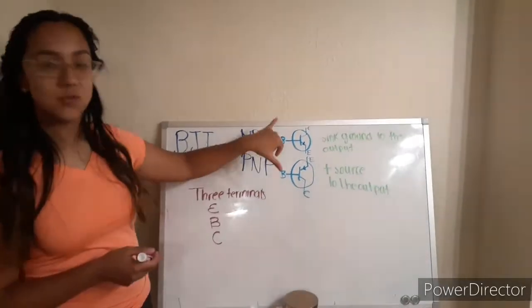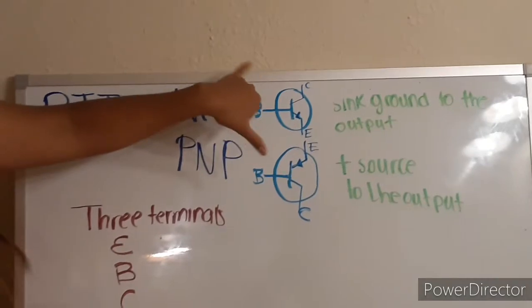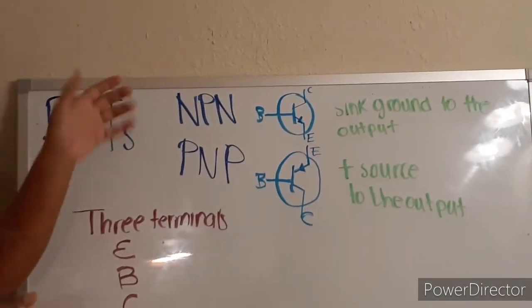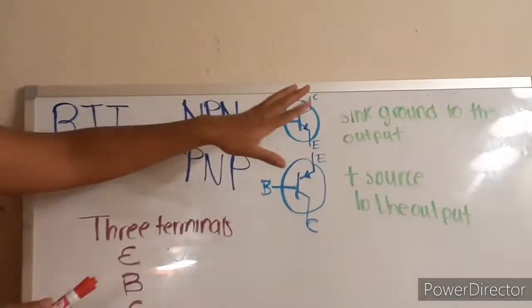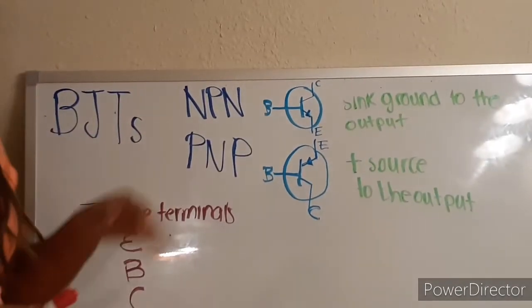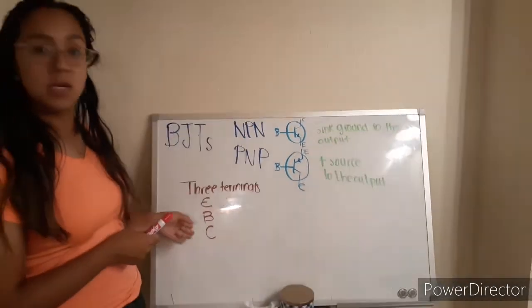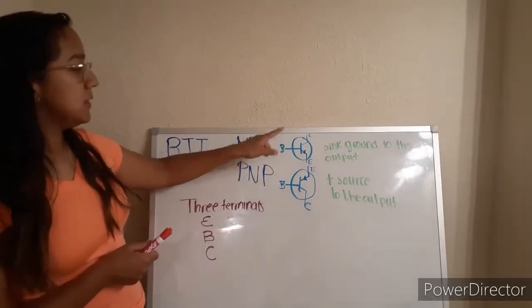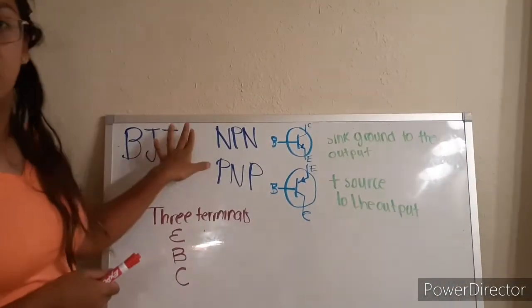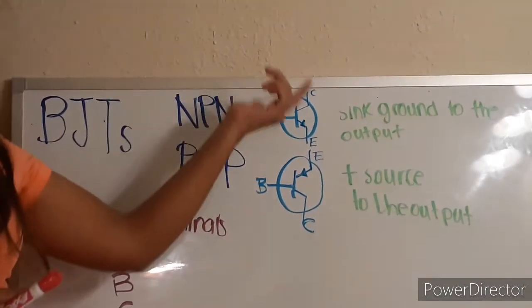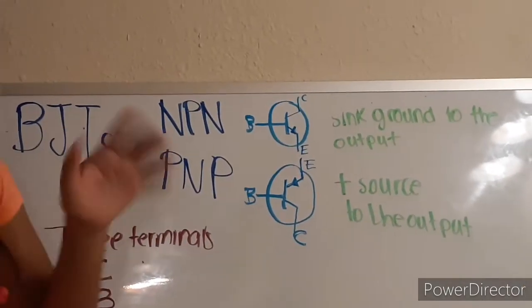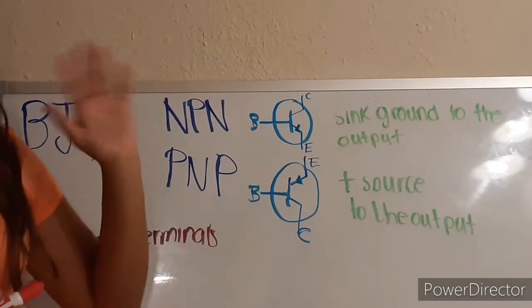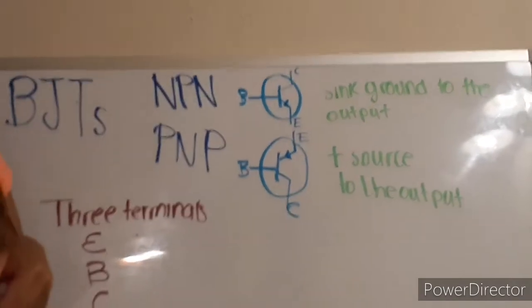Here I demonstrate the 2 types of symbols for NPN and PNP. Here we can see that both of them have the emitter, the base, and the collector. The only difference between these 2 is the arrow direction. For the NPN, it sinks ground to the output, while the PNP has a positive source to the output.